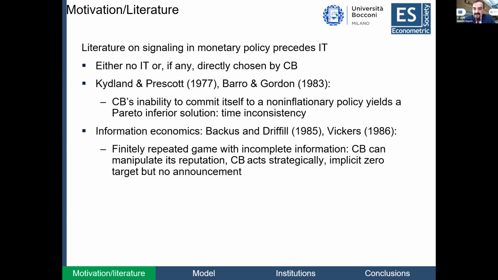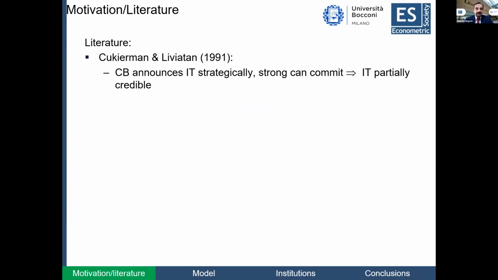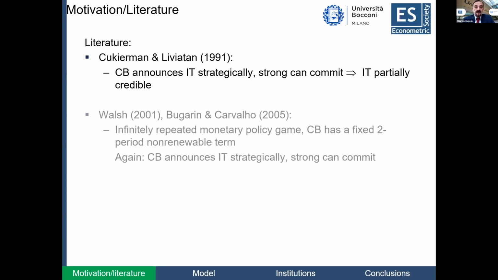So there is high inflation and no output growth. Backus and Driffill in 1985, and especially Vickers in 1986, introduced a two-period game where there is incomplete information about the central bank's type, who could be stronger or weaker. The central bank acts strategically, but in their model, the implicit target is zero, and there is no announcement. Cukierman and Liviatan in 1991 do introduce an announcement of the inflation target, but this announcement is made strategically by the central bank, which is able to choose the target completely. And there is the additional technical assumption that a strong central bank will always implement its announced policy.